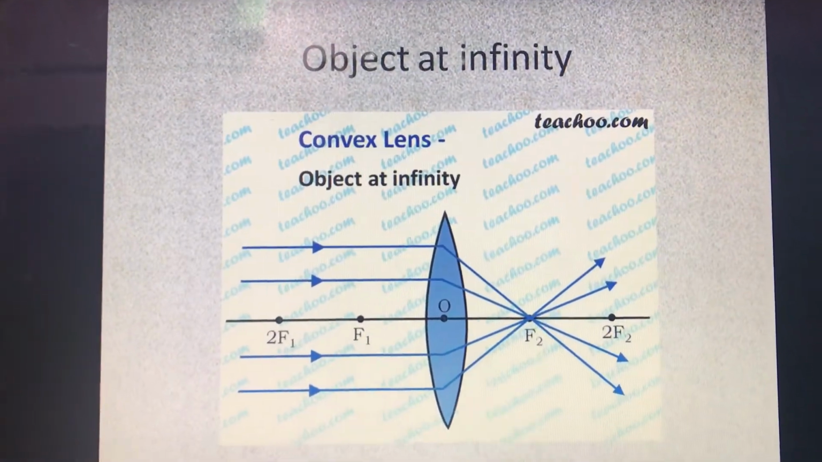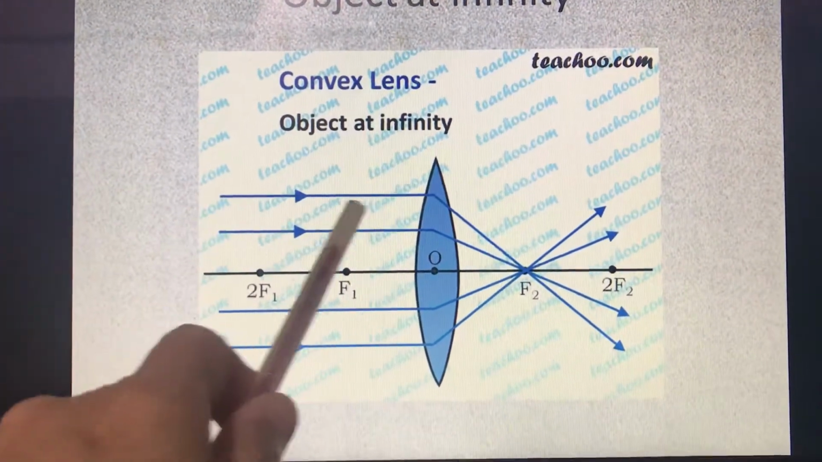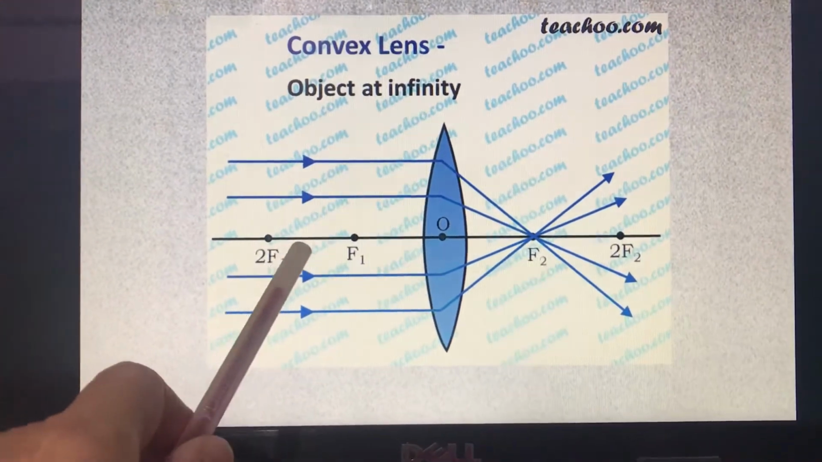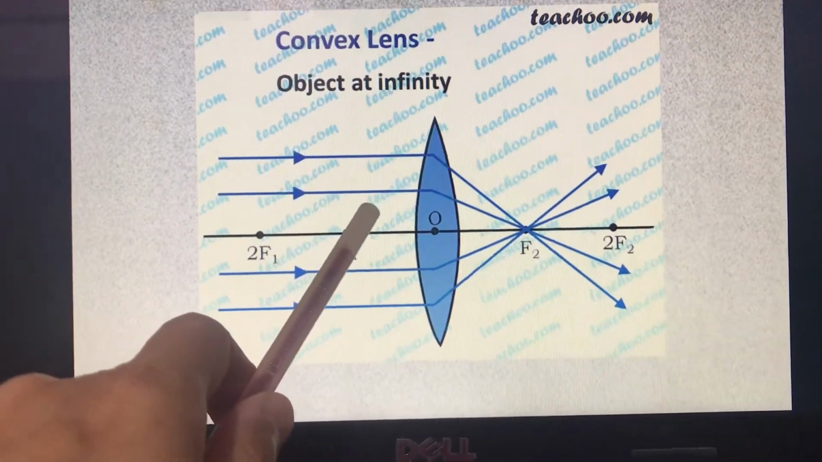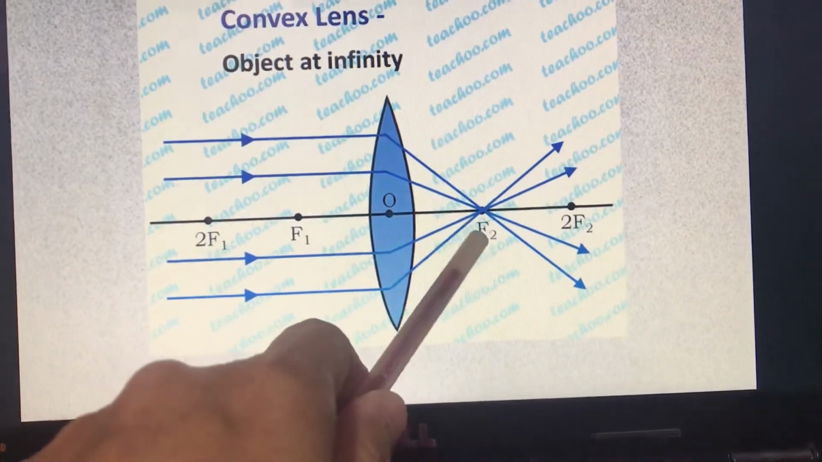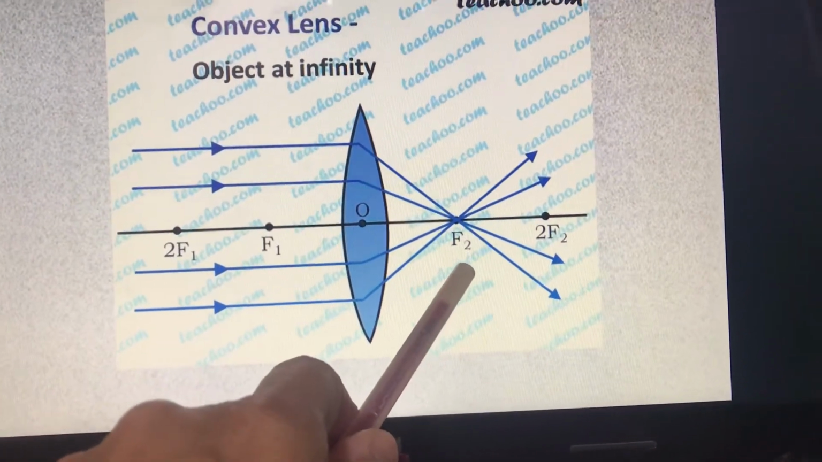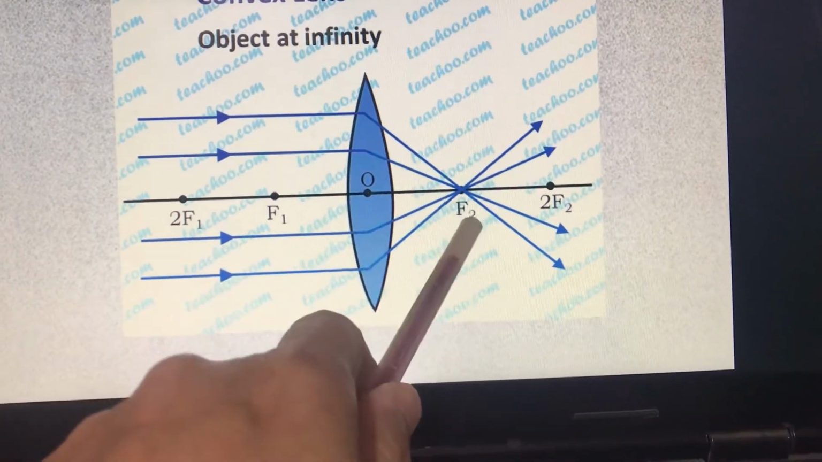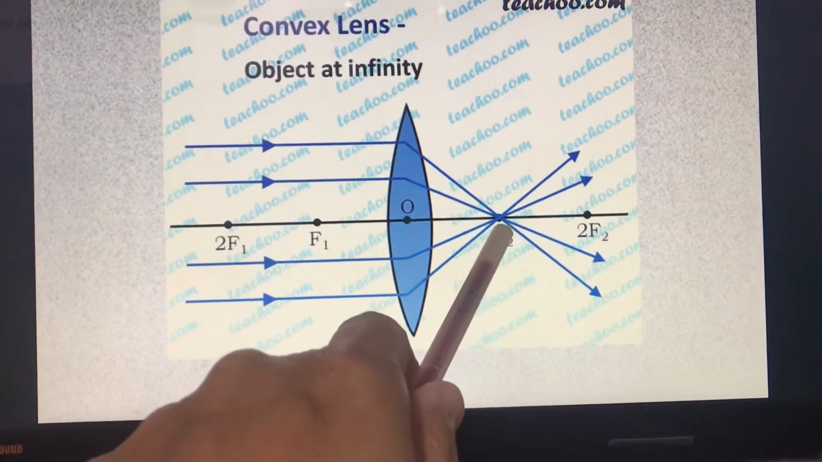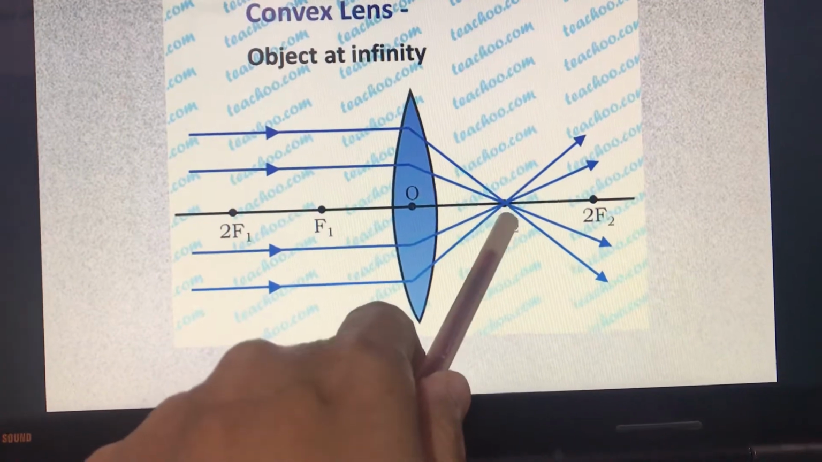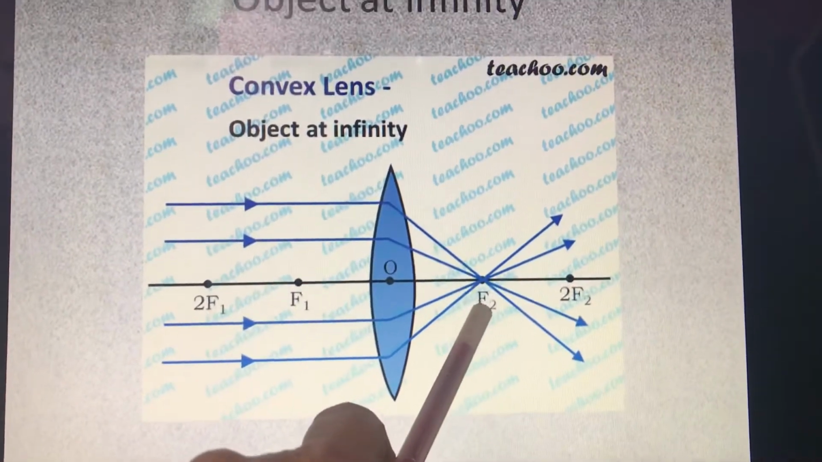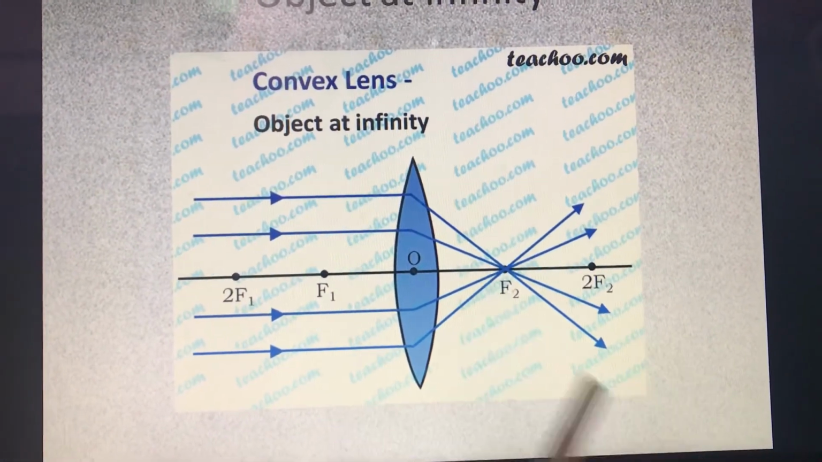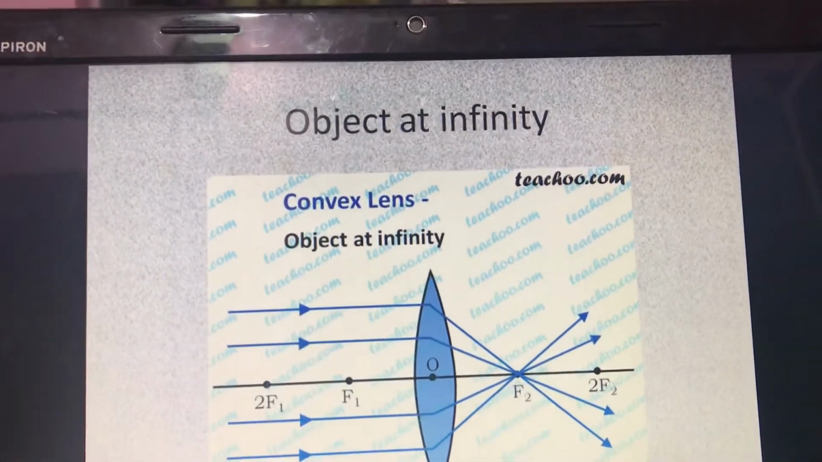So if the object is placed at infinity, the parallel rays which are coming from the object get converged at the focus f2, on the other side of the lens after refraction, as you can see here. The image is formed at f2, it is real, inverted and point sized, highly diminished, very small in size.